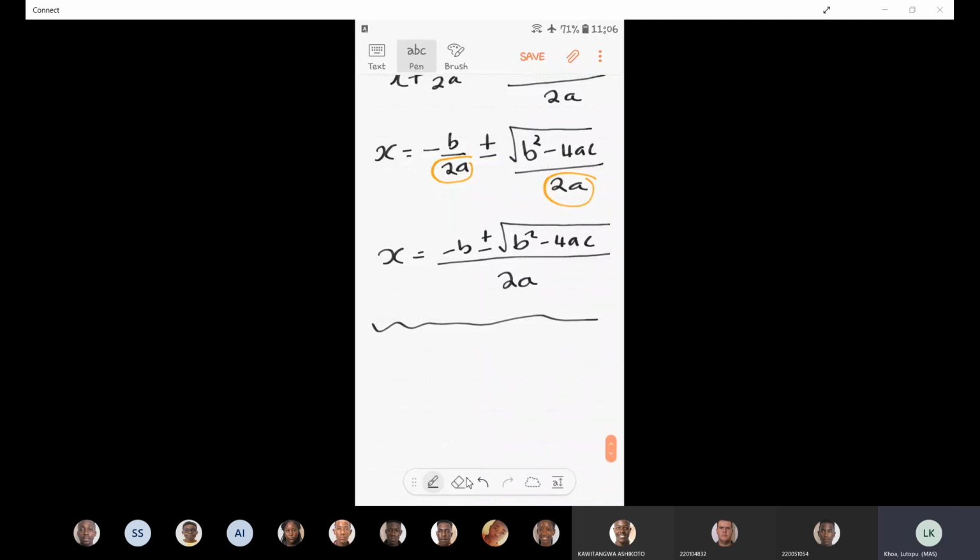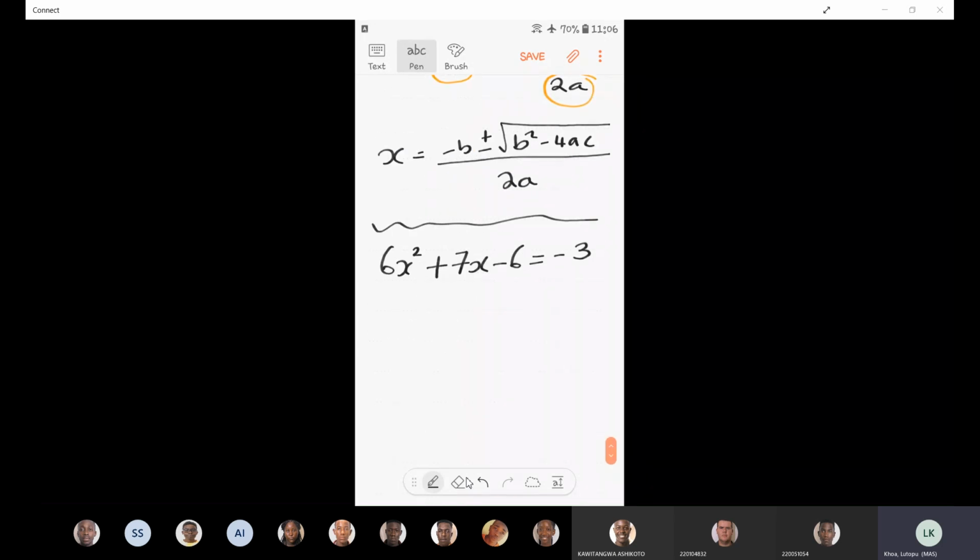So we have 6x squared plus 7x minus 6 is equal to minus 3. Okay, so we're going to practice using the quadratic formula. Now remember, before you pick your a, b, and c, it must be in standard form. That means everything must be on one side, and on the other side you must have 0. Now this one that we have here is not in standard form, so I cannot just say this is my a, b, and c. I must first put it in standard form.